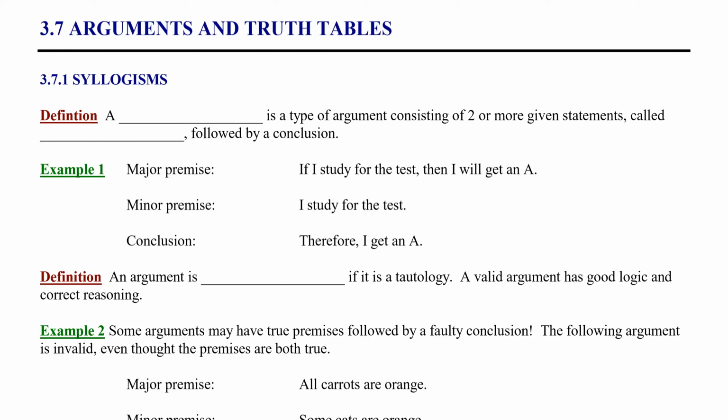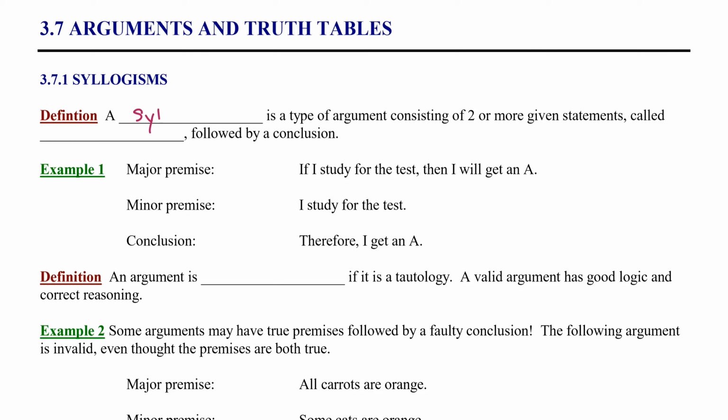Our study of logic and truth tables will really come to fruition here in section 3.7, Arguments and Truth Tables. Here we will learn how to use truth tables and the rules that we have discovered to analyze whether logical arguments are valid or invalid. We're going to study a specific form of an argument called a syllogism.